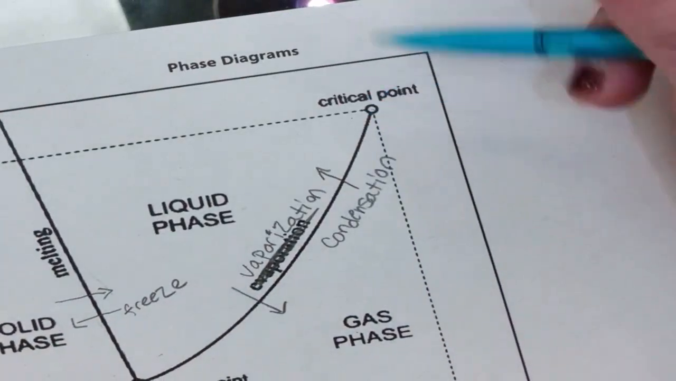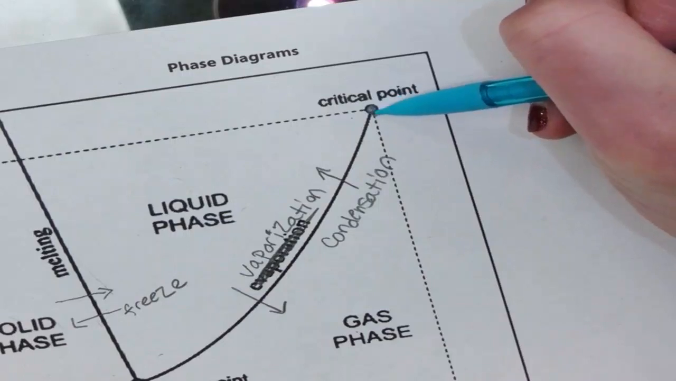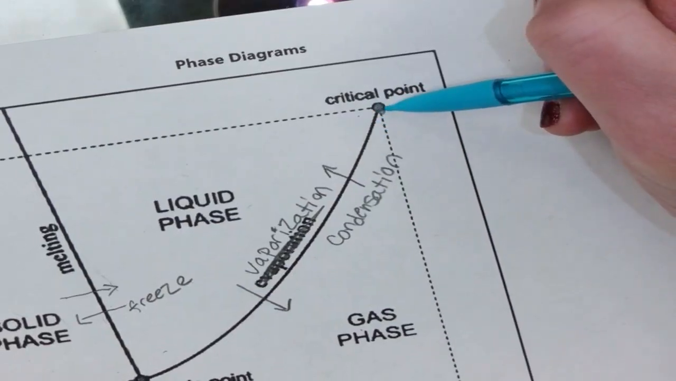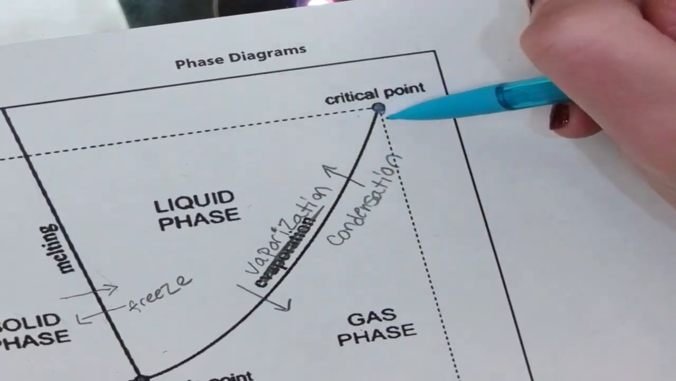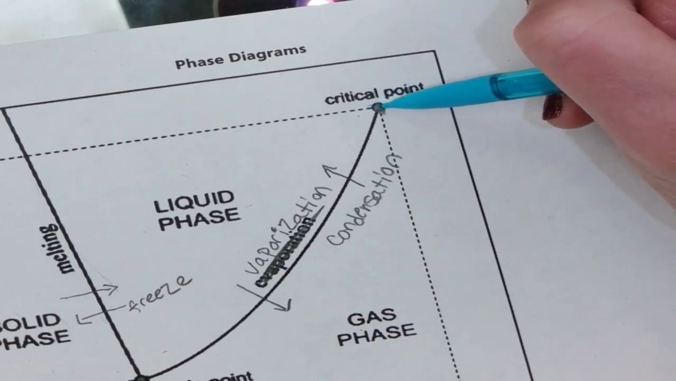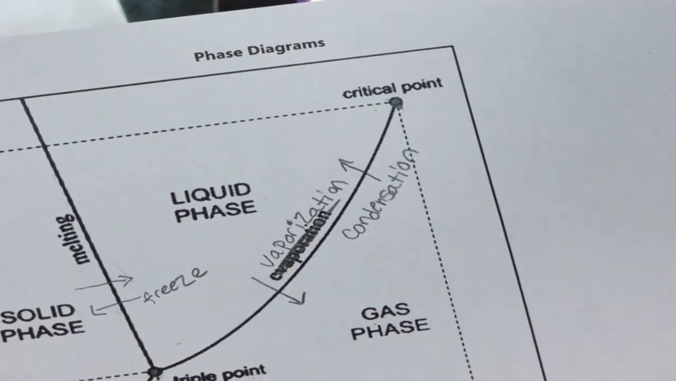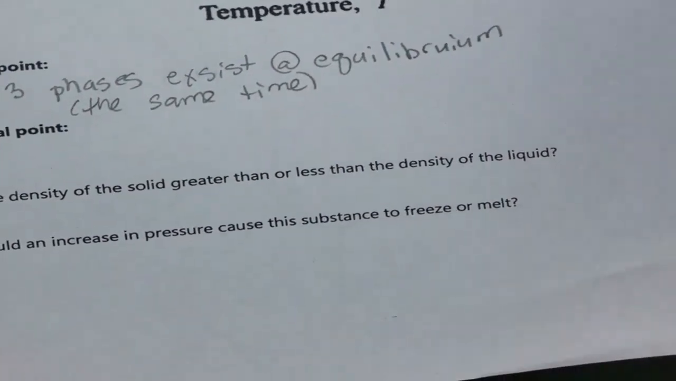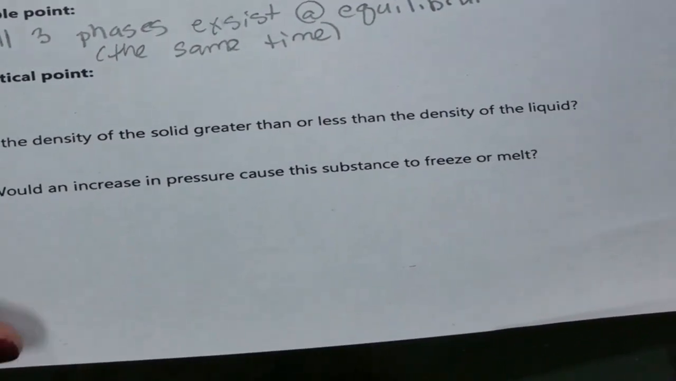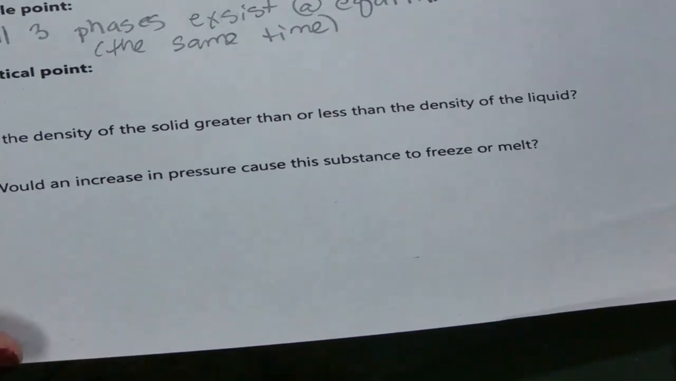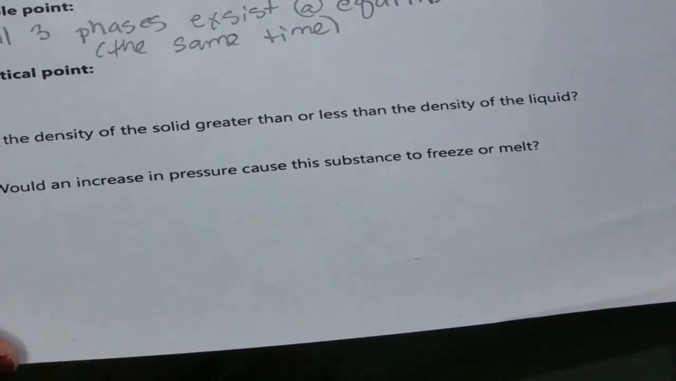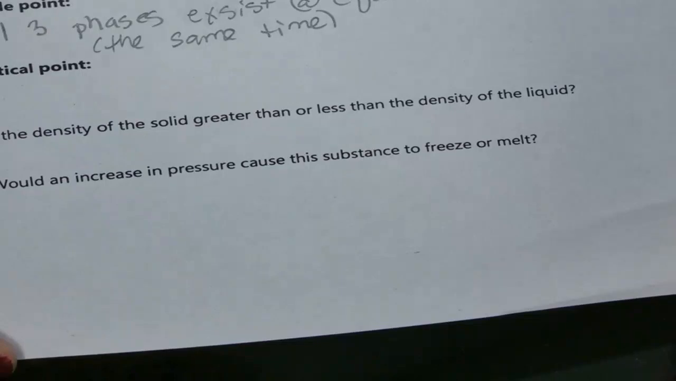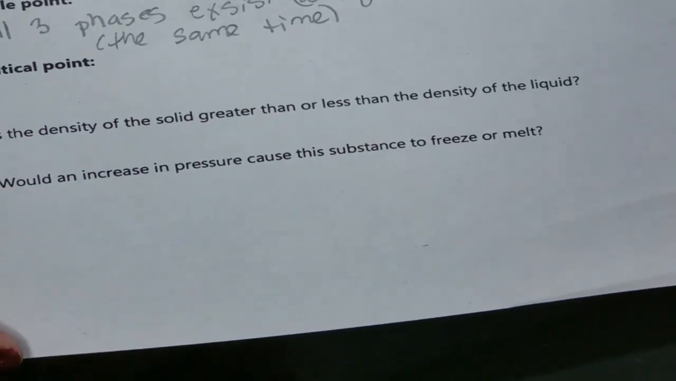Up at the very top, where my liquid and gas come together, we call that the critical point. That is the point at which a phase change can no longer occur regardless of a change in temperature or pressure, because at that point the density of the liquid equals the density of the gas.